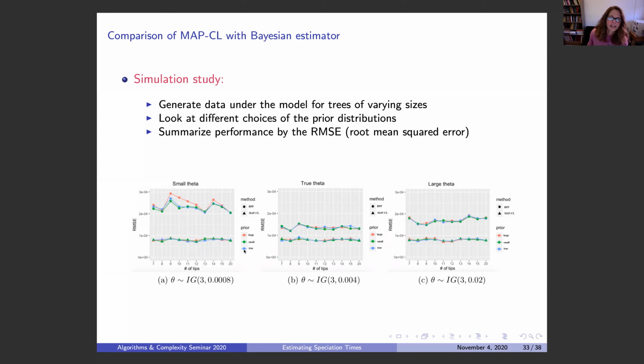The different colors in each plot represent different prior choices for the root age. Blue is the true value, green is values that are too small, and red is values that are too large. The plotting symbol is the method: the triangles are our method, MAP-CL, and the circles are BPP. The y-axis is the RMSE, the root mean squared error, so lower values are good. You can maybe look at this right away and say, wow, you did a lot better than BPP.